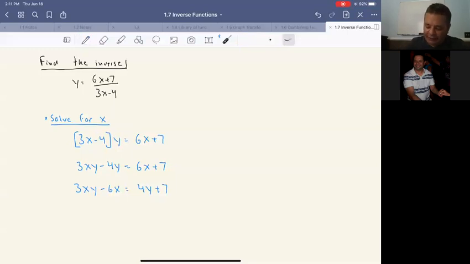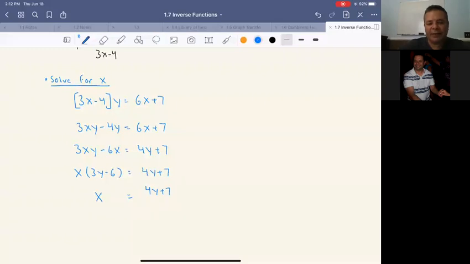Next, on this left-hand side, we're going to factor out the x. x times 3y minus 6 equals 4y plus 7. Okay. Finally, x then equals 4y plus 7 over 3y minus 6. So you get f inverse of x equals 4x plus 7 over 3x minus 6. Okay?